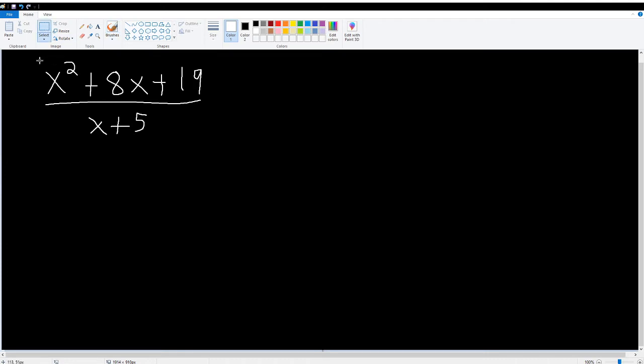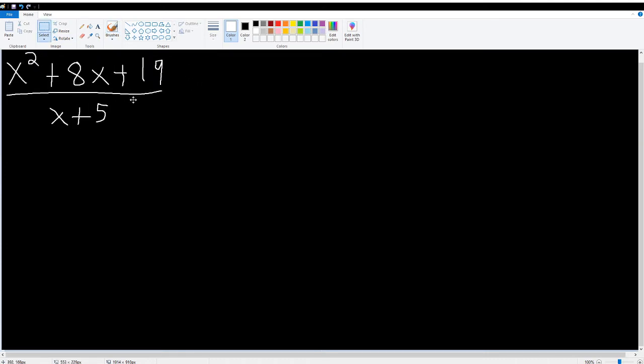So let's do this again. Once again, we write this out as long division. Leave a little bit of room up top for yourself, and leave a lot of room on the bottom so you have room to work with. Inside is x squared plus 8x plus 19. And then we need to have x plus 5 on the outside, which is the divisor.